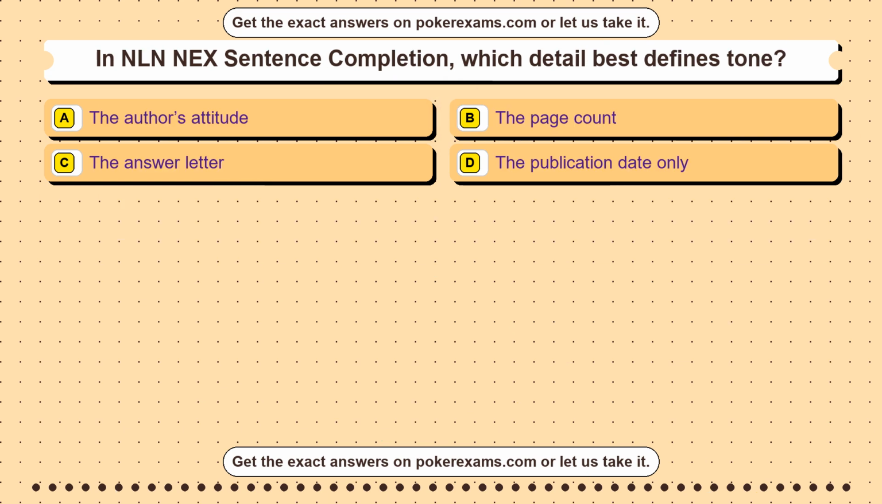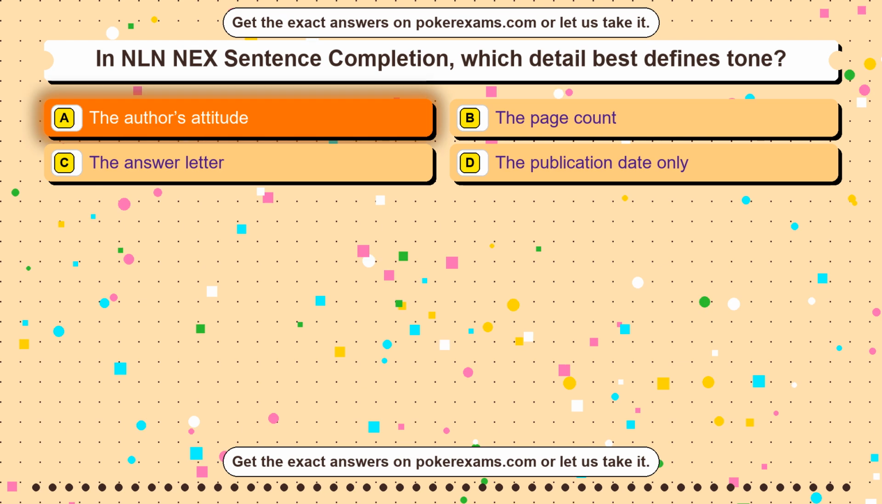Question 13. In get science review, which writing choice improves clarity? Option A, use precise evidence. Option B, add unrelated facts. Option C, repeat the same sentence. Option D, ignore the prompt. The correct answer is option A.